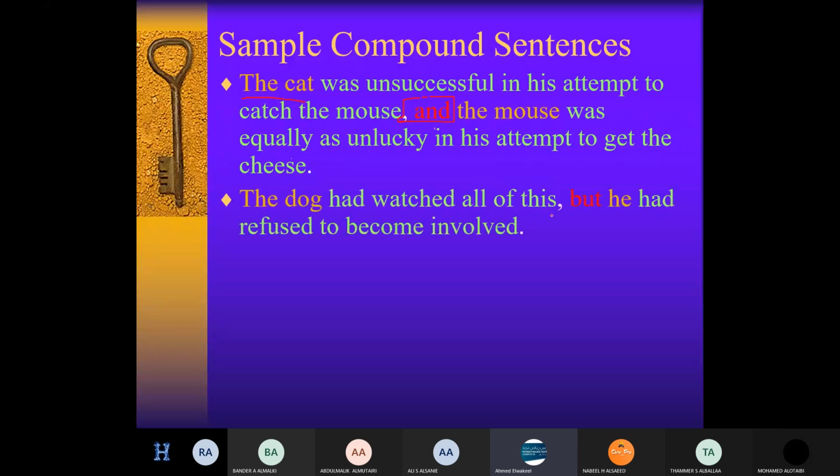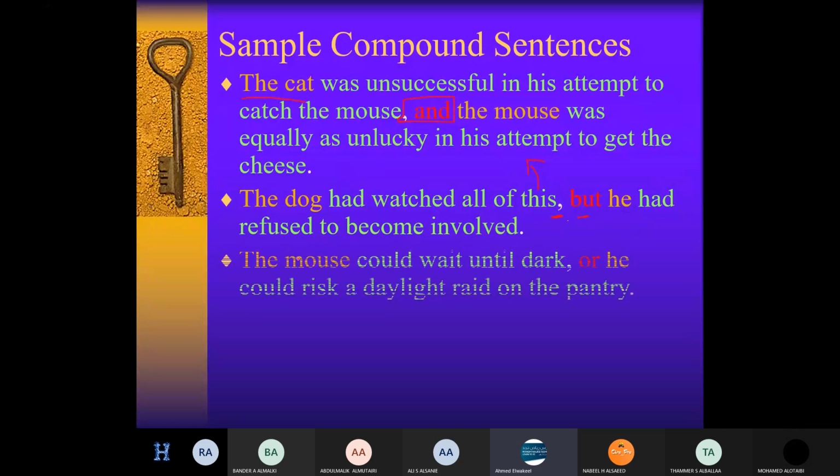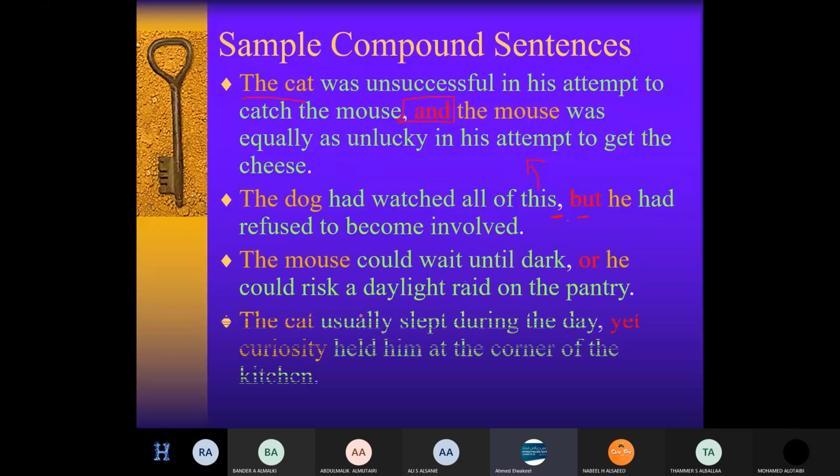The dog had watched all of this, but he had refused to become involved. Of course, this here refers to the cat and the mouse. Another two simple sentences or two independent clauses joined together using the comma and the coordinating conjunction. The mouse could wait until dark, or he could risk a daylight raid on the pantry. So again, two independent clauses joined by the comma and the conjunction. The cat usually slept during the day, yet curiosity held him at the corner of the kitchen.